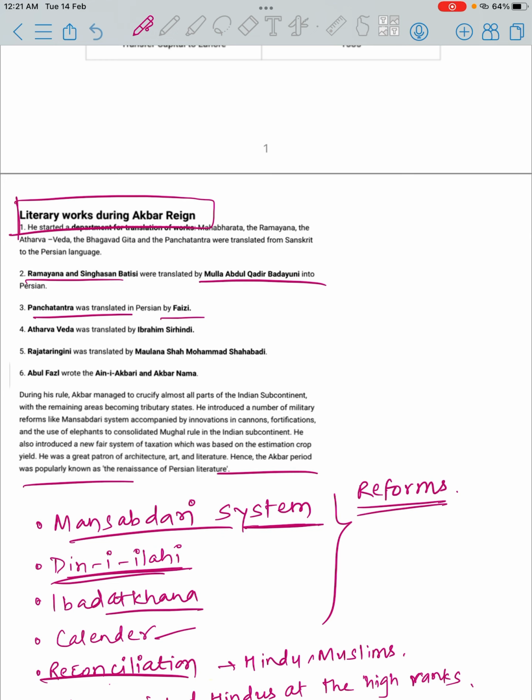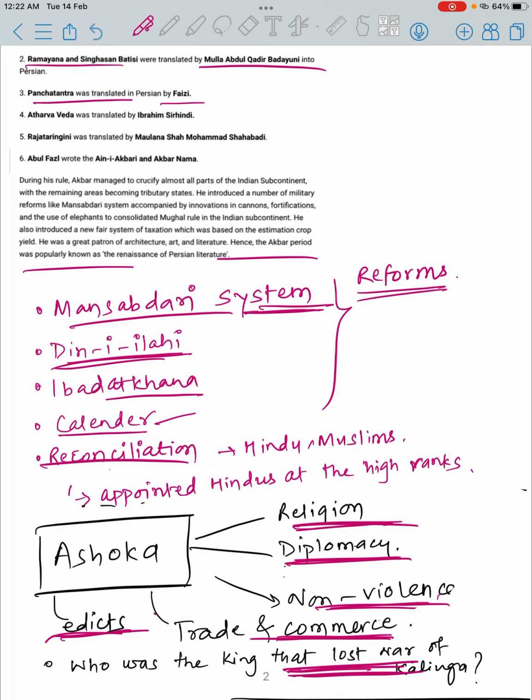Akbar contributed to literary work also. Akbar brought many scholars from Persia and the surrounding states to India. He translated the Ramayana and Mahabharata on a large scale. Akbar brought the Mansabdari system. Akbar brought a new calendar.